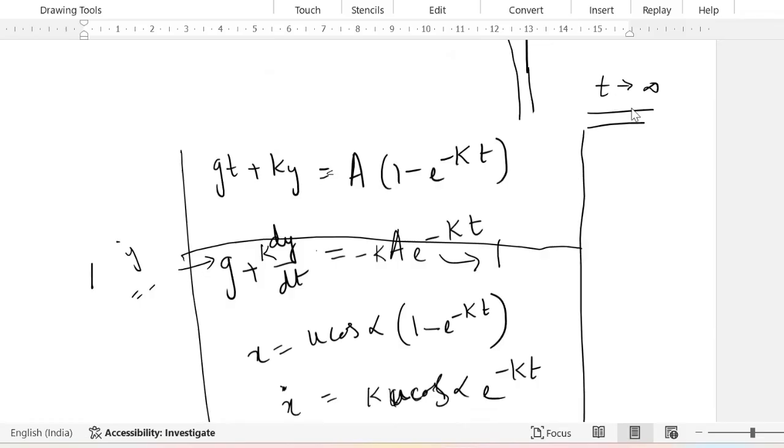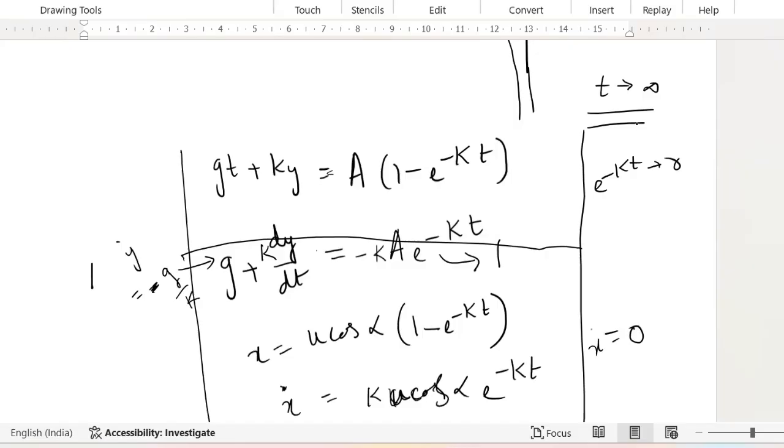That means if the time range for which I am carrying on the motion is infinite, what will happen? As you can see, if t tends to infinity, then obviously e to the power minus kt tends to 0. First, let me focus on y dot. In y dot, this part becomes 0, the RHS becomes 0. So y dot is minus g by k, something constant. What about x dot? x dot vanishes. x dot equals 0.